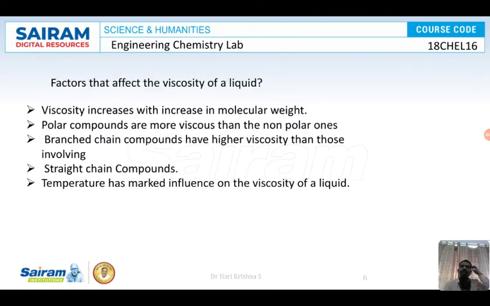Later, the factors which affect the viscosity: as the molecular weight increases, viscosity also will increase, right? Like a huge person will move slowly. So similarly, as molecular weight increases, viscosity also increases. Polar compounds are more viscous than non-polar ones. Branched chain compounds have higher viscosity than those not involving branches. Straight chain compounds have less viscosity.